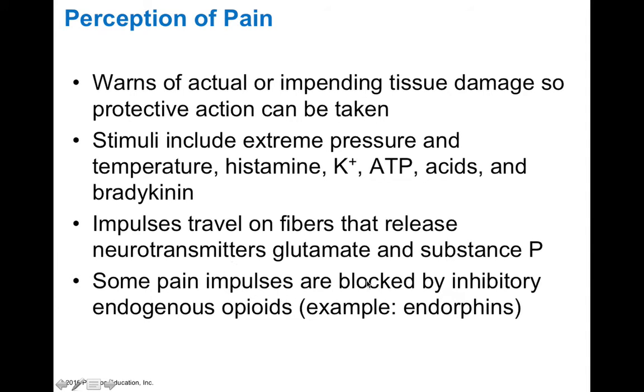And some pain impulses are blocked by inhibitory opioids like endorphins. So when you hear about people who, sort of like in the heat of the moment, can ignore their broken bone in order to run away from danger, that's in part due to the fact that they can release endogenous opioids which block pain transmission, and this includes endorphins.